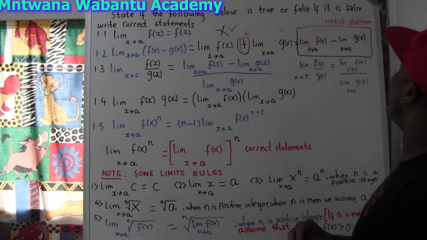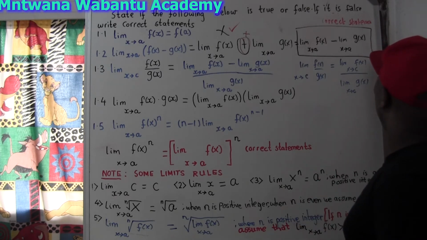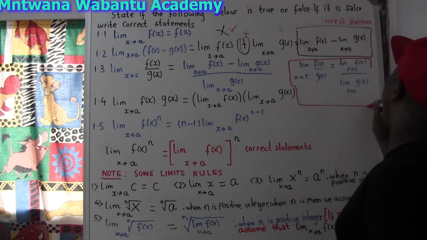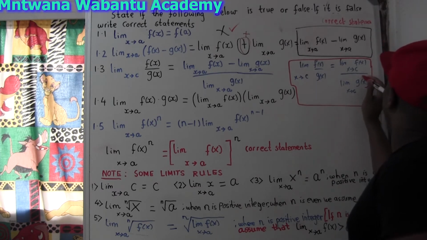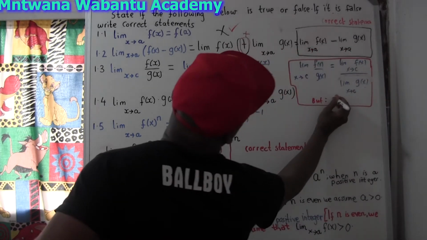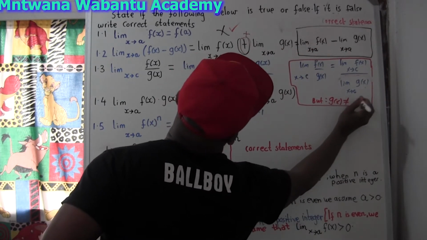So this is the correct statement here. But you must have a condition for this. This g of x should not be equal to 0 because it's division. So this g of x should not be equal to 0.